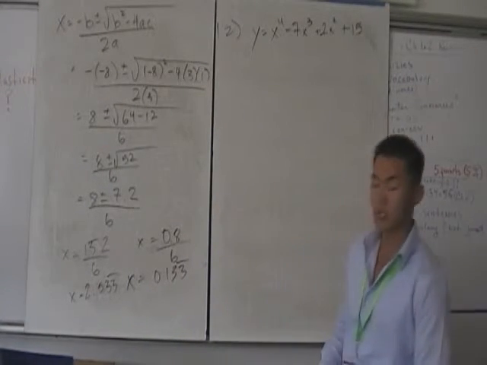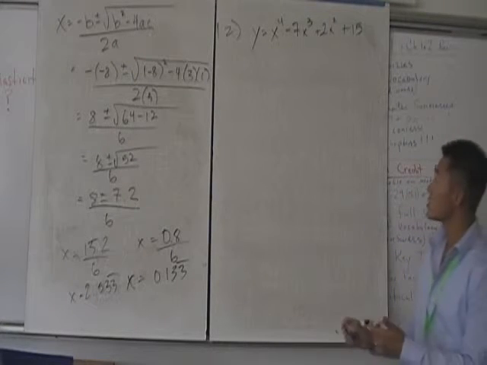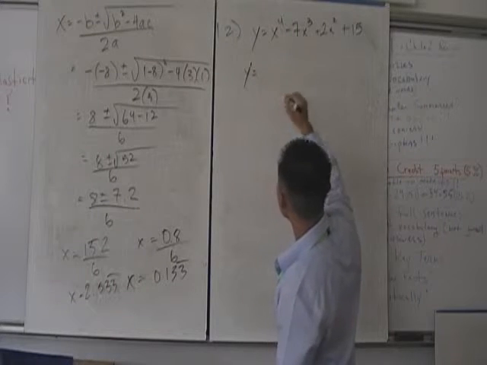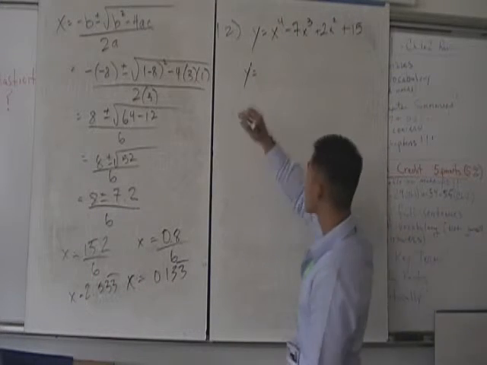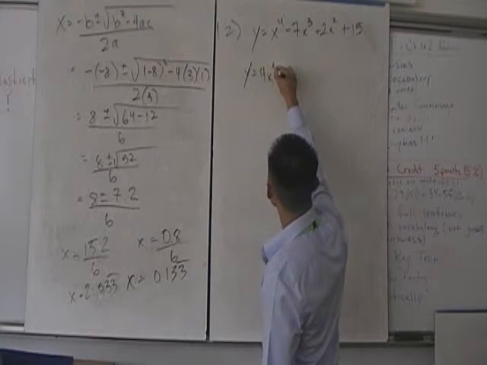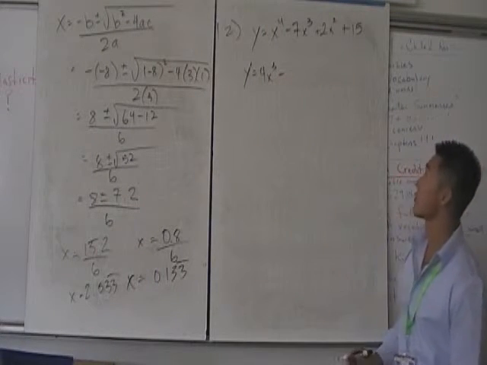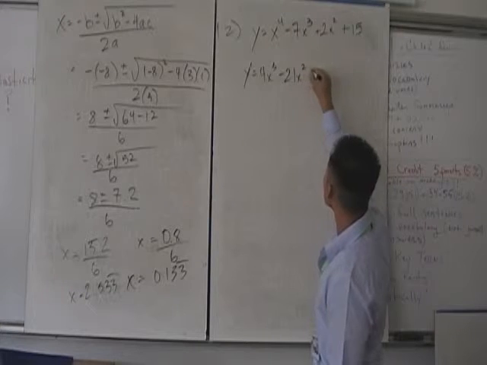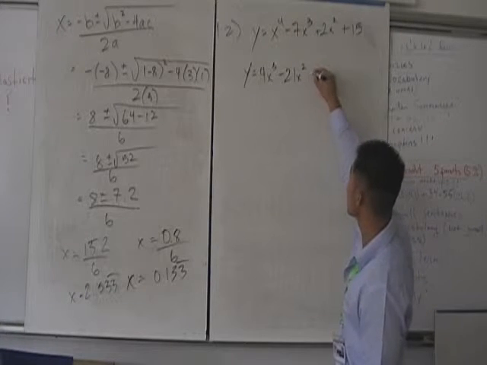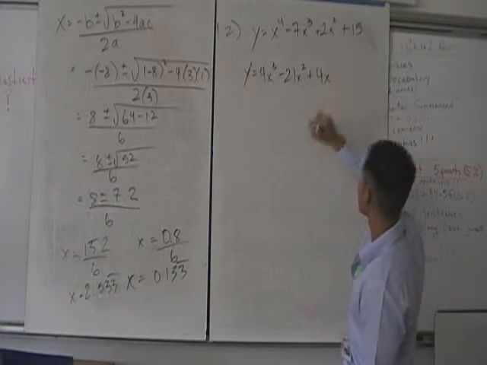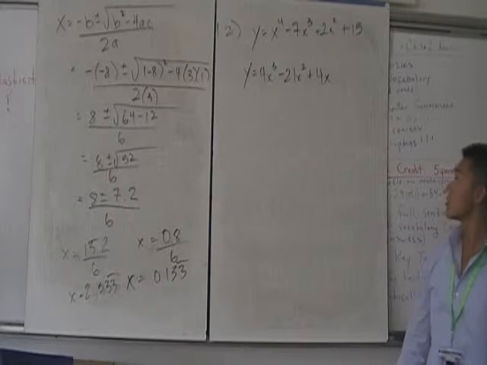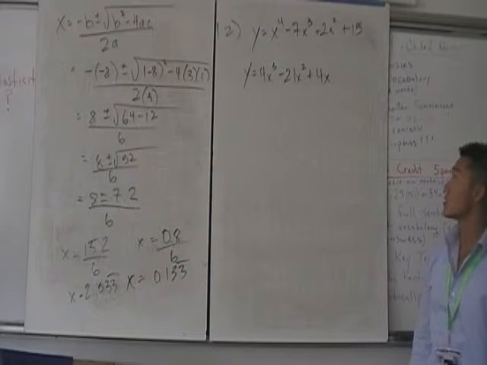Alright, so we're still doing the same thing. We're going to find the horizontal tangent. So we're going to take the derivative first. What's the derivative of x to the 4th? Derivative of 7x cubed. 21. Derivative of 2x squared. Derivative of 15. 0. Any questions there?